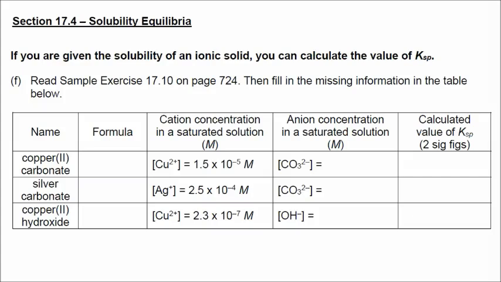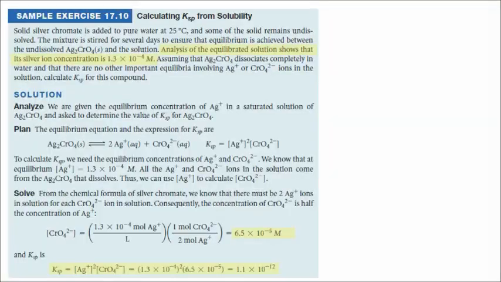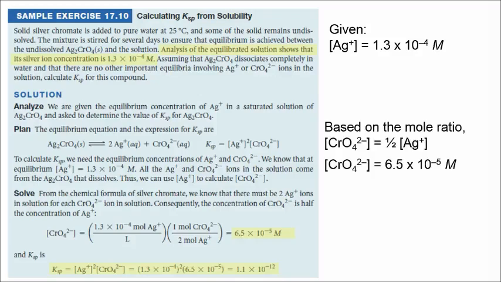Let's look at example exercise 17.10 on page 724. So they were given that the concentration of silver was 1.3 times 10 to the negative 4, and that was for a saturated solution of silver chromate. Now, based on the stoichiometry between silver and chromate, there's a mole ratio of 2 moles of silver for every 1 mole of chromate. So the concentration of chromate is half as much as the concentration of silver. Well, now that we know that number, 6.5 times 10 to the minus 5 moles per liter, all we have to do with these values is to plug them in to the KSP expression.